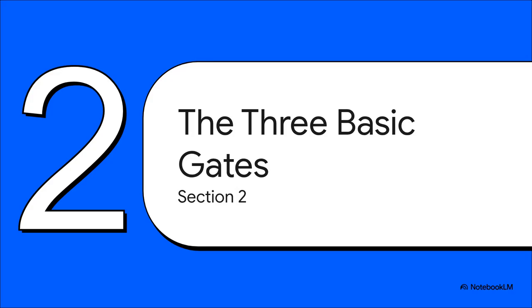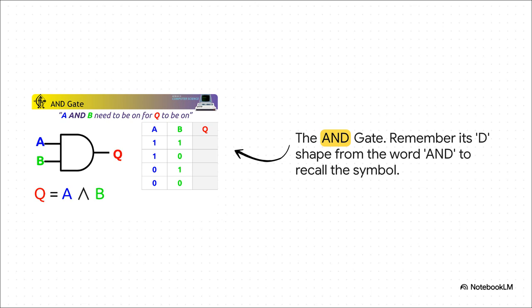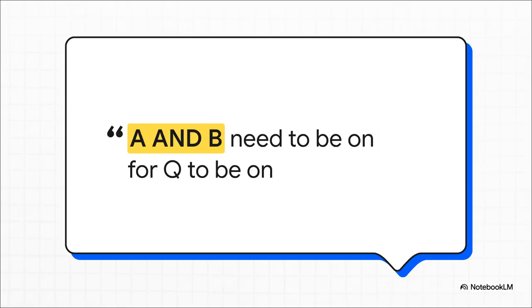Okay, so we've got our language of ones and zeros. Now we need some rules, some grammar, to actually do something useful with it. And that's where logic gates come in. For your exam, you need to know 3 basic ones inside and out. First up, we have the AND gate. And here's a fantastic little tip to remember what it looks like. Its shape is like a capital D, which is the last letter of the word AND. Super helpful, right?